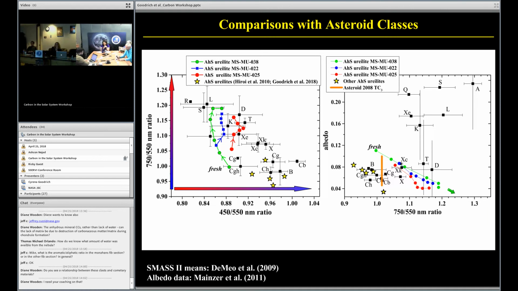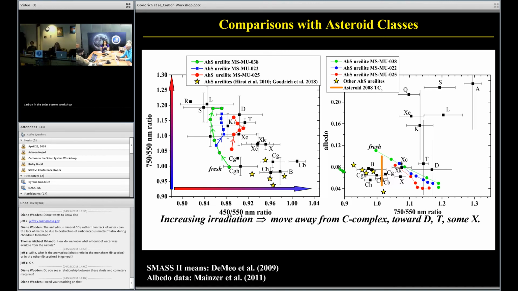Now, one thing I did want to point out is these yellow stars, which actually represent spectra for other Almahata Sitta samples. And what's interesting is that all of these are actually darker and bluer than the three samples that we had available for this experiment. So there's an awful lot of variation within Almahata Sitta itself, which I remind you we think is a piece of Ureilite regolith. And we need to explore all of that variation in terms of what space weathering does to it.